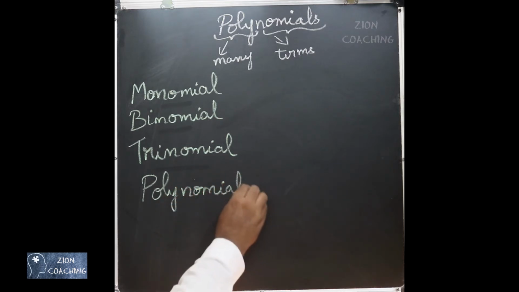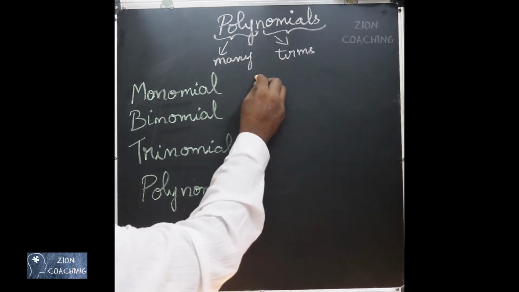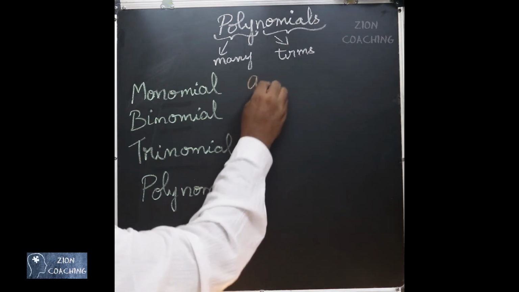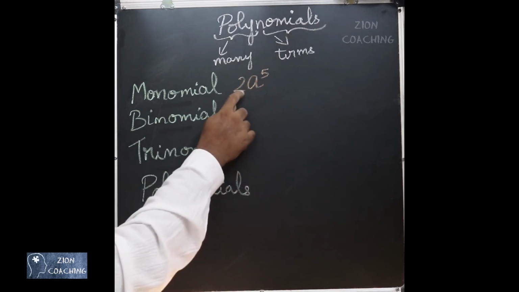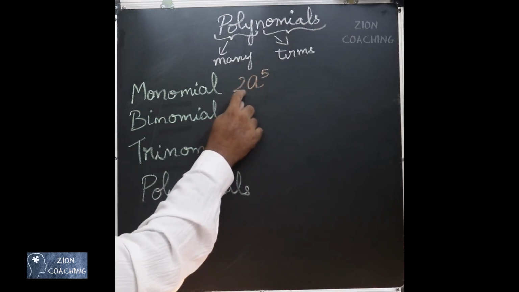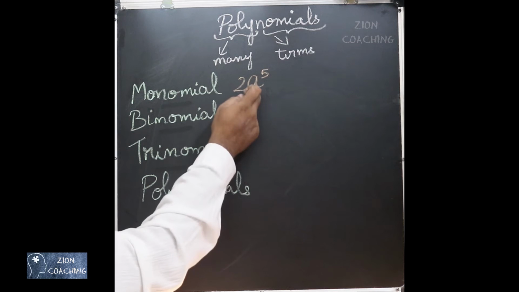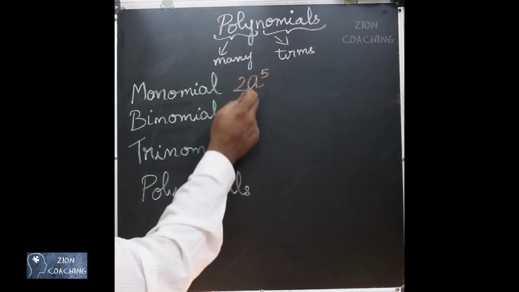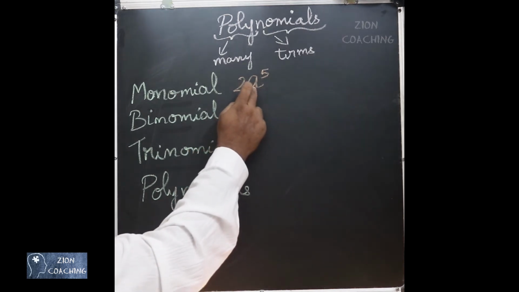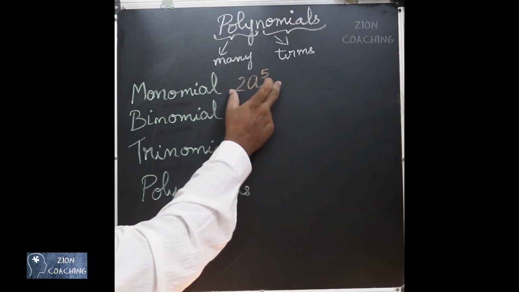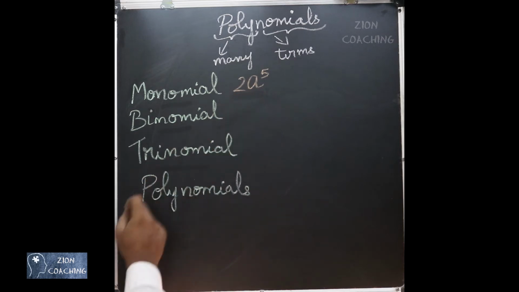Now, for a monomial, I will give you one example. You just see this: 2a power 5. Now, this number 2 is the coefficient of this a power 5. This 2a power 5 is one single term. a is the variable, it is raised to the power 5 and 2 is the coefficient. Now, there can be any number of variables, but it should not have any separation by plus or minus symbol. You can see that there is only one term here.